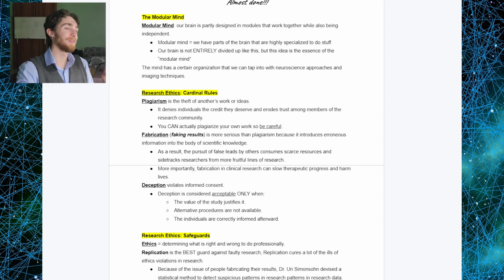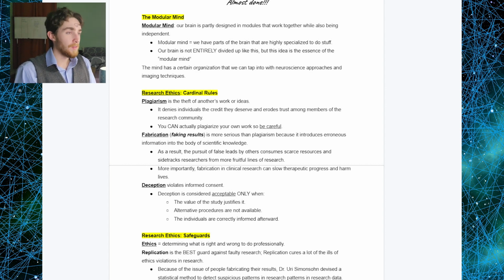Oh, and more importantly, fabrication in clinical research can slow therapeutic progress and potentially harm lives, because you gotta figure, if I start fabricating stuff and I'm like, oh, if you inject blueberries into the veins of people who have like histrionic personality disorder to cure them, then it's like, oh yeah, sure, let's investigate that. Though yeah, that's going to slow therapeutic progress and it's going to harm a lot of people. So that is why fabrication is the worst right there.